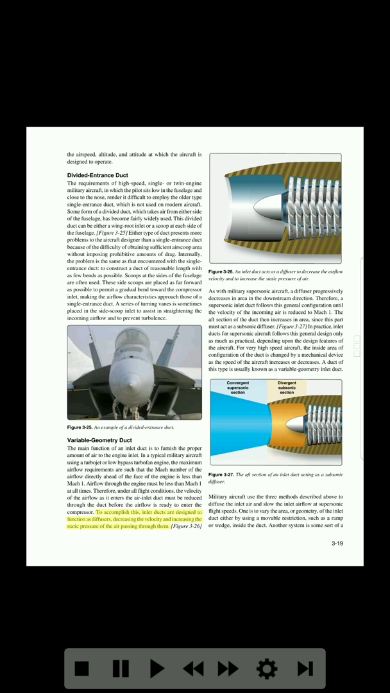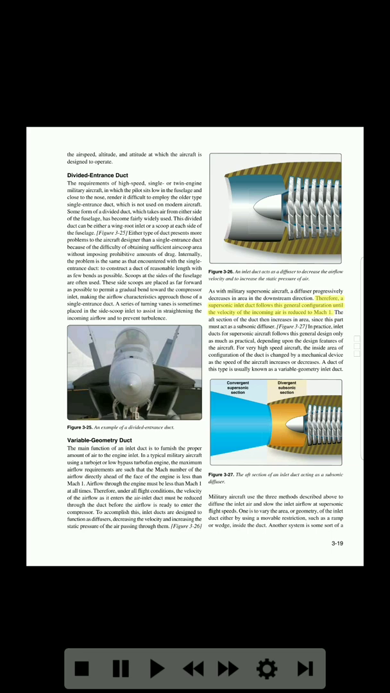To accomplish this, inlet ducts are designed to function as diffusers, decreasing the velocity and increasing the static pressure of the air passing through them. Figure 3-26. An inlet duct acts as a diffuser to decrease the airflow velocity and to increase the static pressure of air. As with military supersonic aircraft, a diffuser progressively decreases in area in the downstream direction.